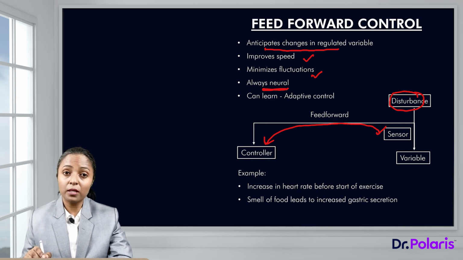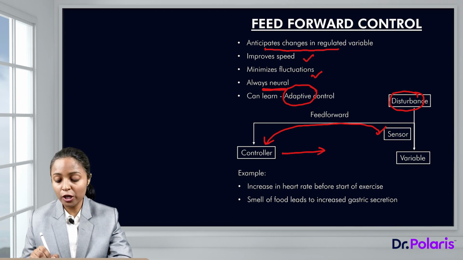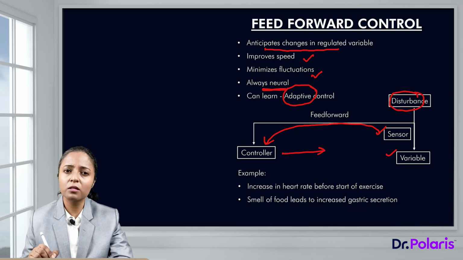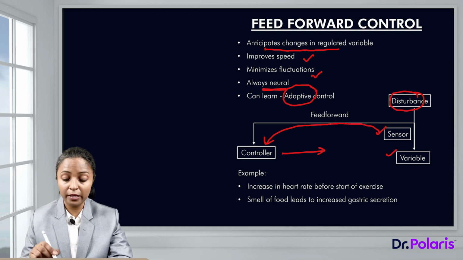And it has one more property: it can adapt. It can learn actually, right? So the output which is coming out of the controller to change the value of the variable can change with time. Suppose initially a disturbance is there and the controller gives some output, but maybe that is not sufficient to change the value of the variable to its baseline value. The disturbance is going to change the variable, isn't it? So next time maybe the controller can make more adjustments, so it is learning. That is why it is known as adaptive control.